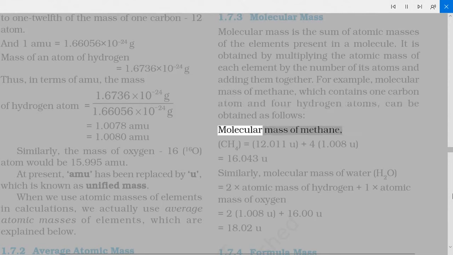Molecular mass of methane, CH4, is equal to 12.011 u plus 4 × 1.008 u, is equal to 16.043 u. Similarly, molecular mass of water, H2O, is equal to 2 times atomic mass of hydrogen plus 1 times atomic mass of oxygen, is equal to 2 × 1.008 u plus 16.00 u, is equal to 18.02 u. 1.7.3 Formula mass.